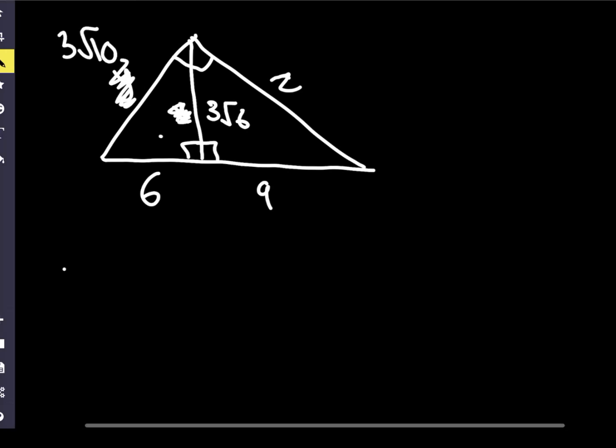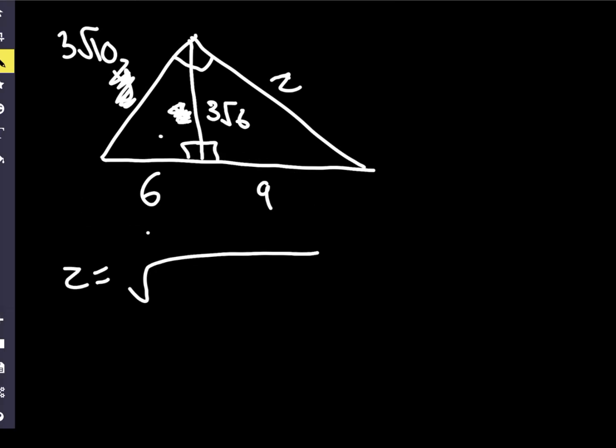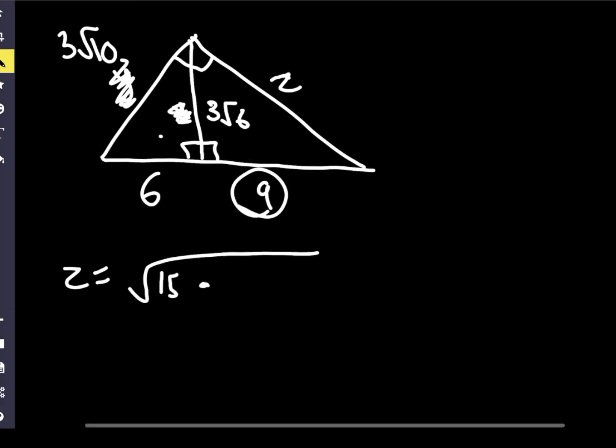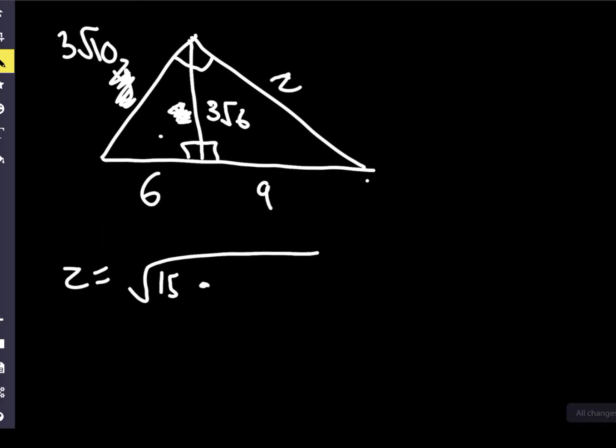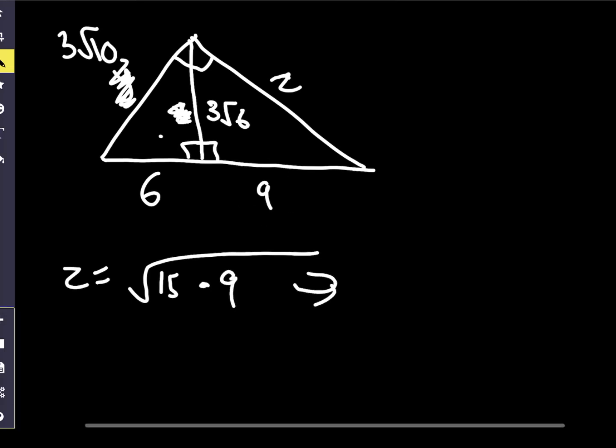Z is going to be equal to the geometric mean of the whole thing. So 6 plus 9 is the length of this whole thing. And this is going to be multiplied by the adjacent side, the part that's on the triangle. That's 9. And this is going to be equal to 3 radical 15. Okay?